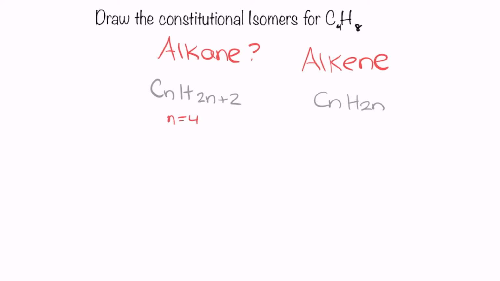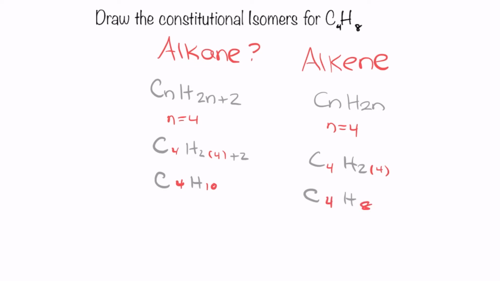n equals 4. And if we plug in 4 for each of these formulas here, we're going to have C4H 2 times 4 plus 2. And so that's going to give us C4H10. And over here, we're going to get the formula C4H 2 times 4. And so that's going to give us C4H8. And so our formula is going to follow the formula of an alkene. So we know that we're working with an alkene over here.